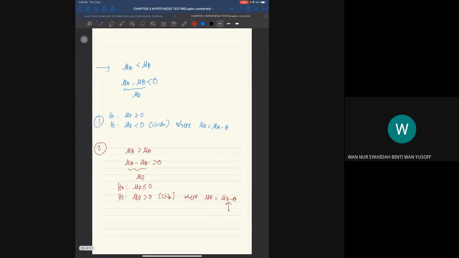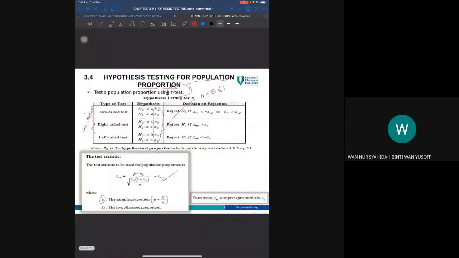Okay, we go to the next one. We have 3.4, population proportion.